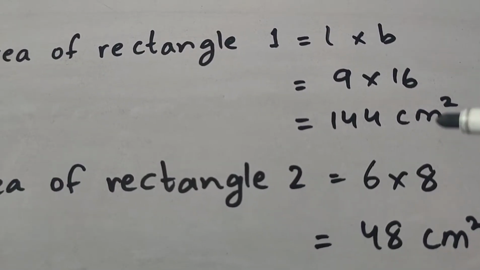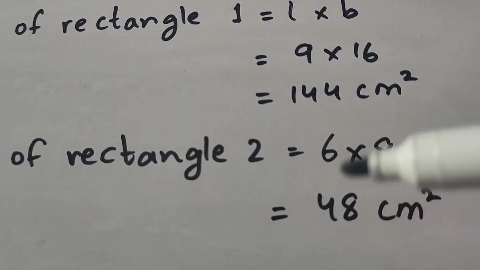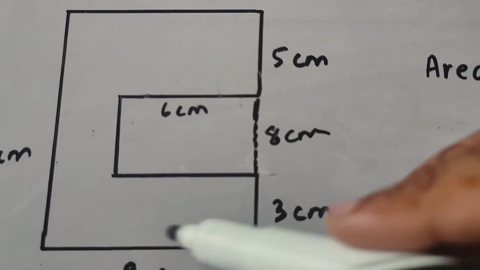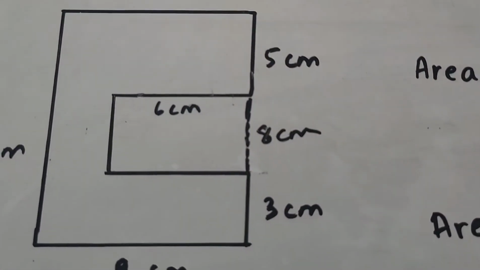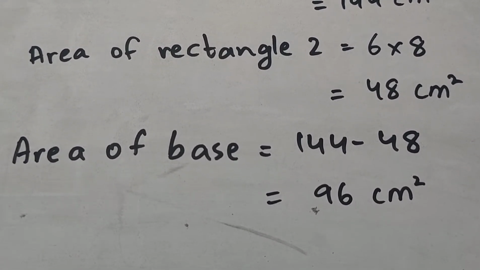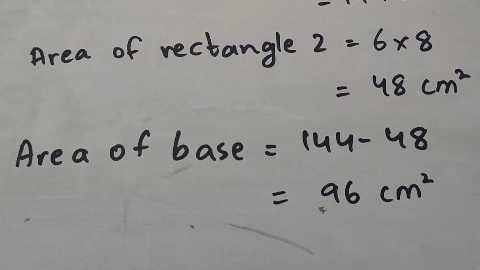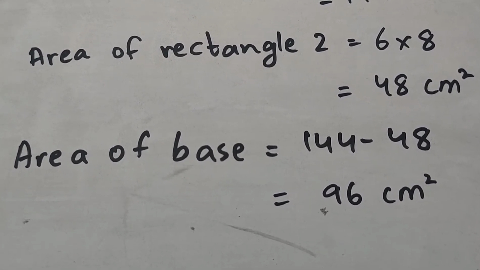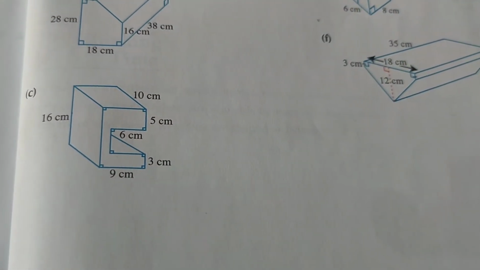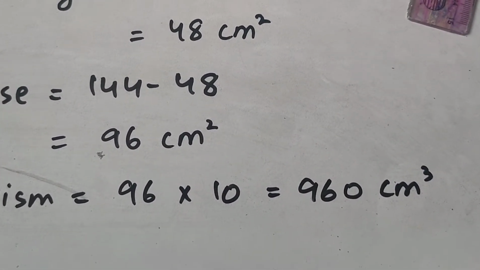So we are going to multiply 6 into 8 in order to find out the area of this rectangle. Now we have both the areas of rectangle 1 and rectangle 2. We'll simply subtract this 48 from 144 centimeter square in order to find out the area of this base, because this is not needed. So the area of base is 96 centimeters square. Now we'll simply multiply this base area with the height of the prism given in order to find out its volume. We have a height here of 10 centimeter. So the volume of the prism would be 960 centimeter cube.